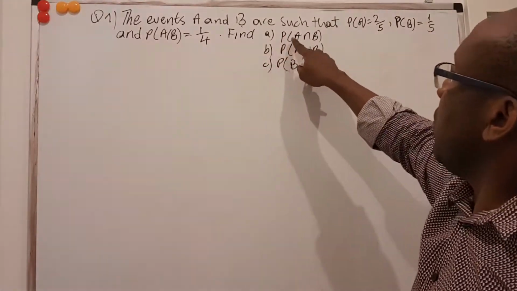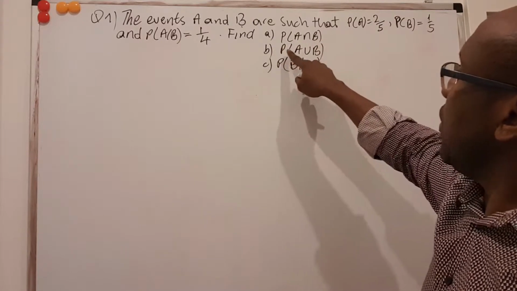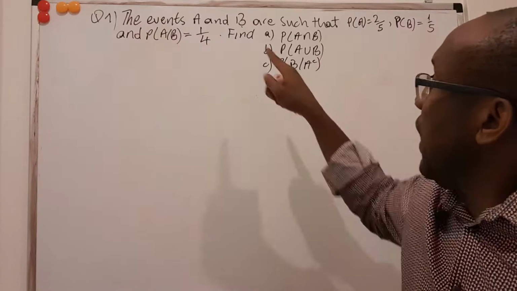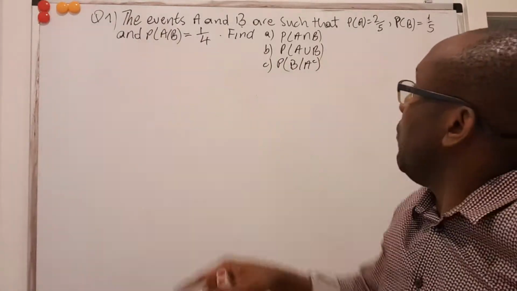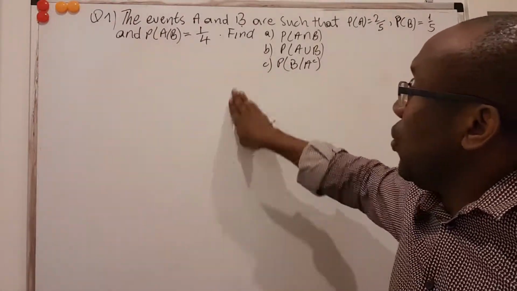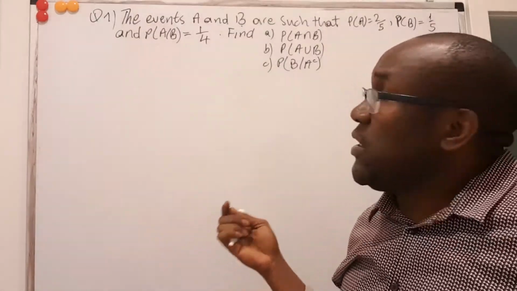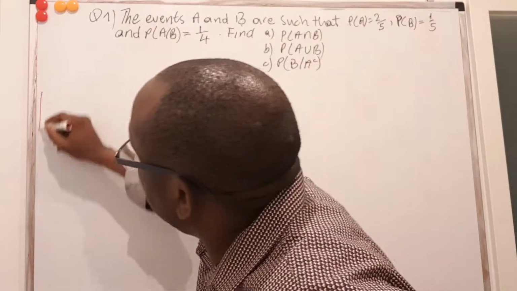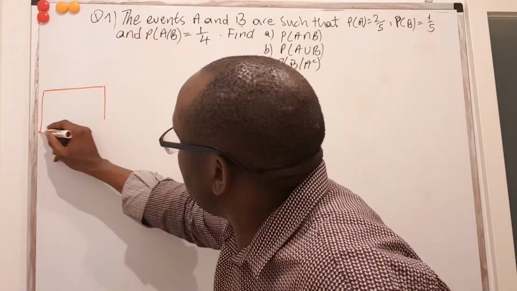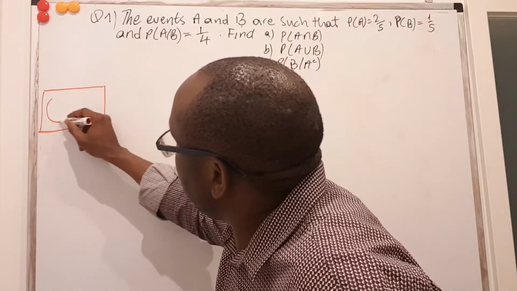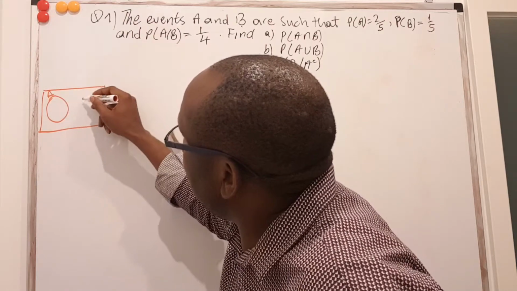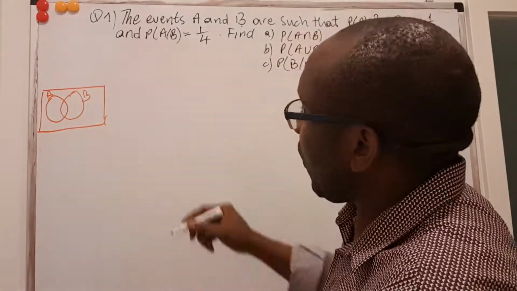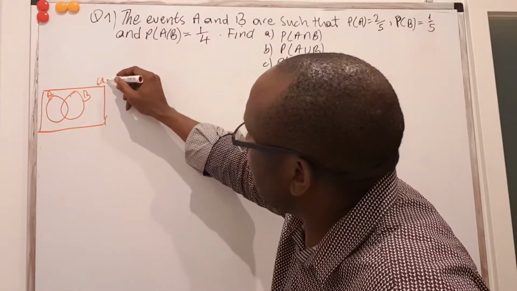Find the probability of A intersection B, the probability of A union B, and the probability of A given A complement, or A prime, because sometimes A prime is the complement of A. As far as events and probabilities are concerned, sometimes it's best described using a Venn diagram. For example, I'll just show something here to illustrate. I have an event A and another one B, and this is my universal set.